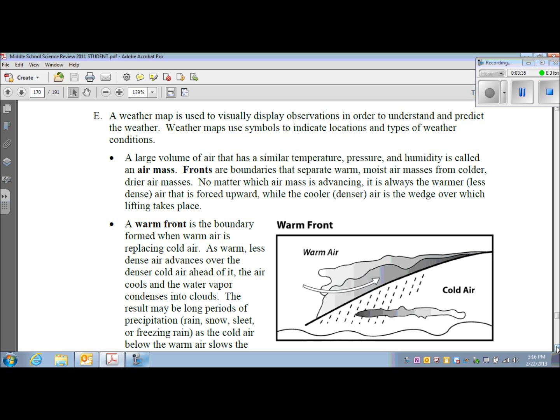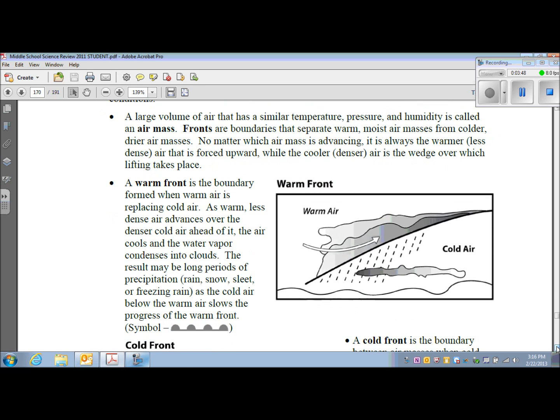Section E. A weather map is used to visually display observations in order to understand and predict the weather. Weather maps use symbols to indicate locations and types of weather conditions. A large volume of air that has a similar temperature, pressure, and humidity is called an air mass. Fronts are boundaries that separate warm, moist air masses from colder, drier air masses.